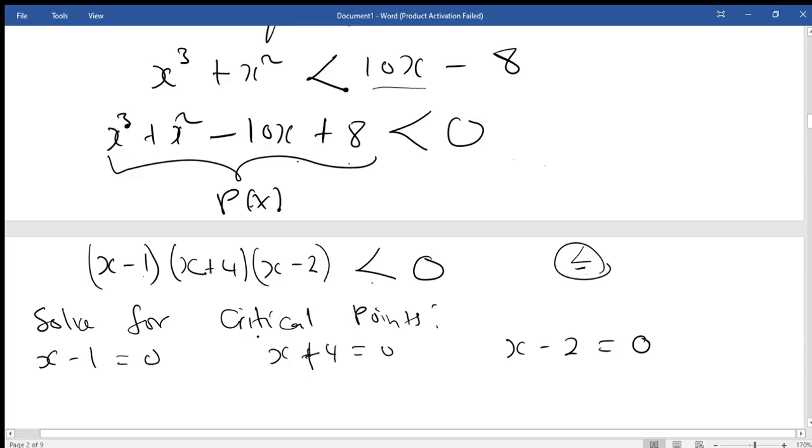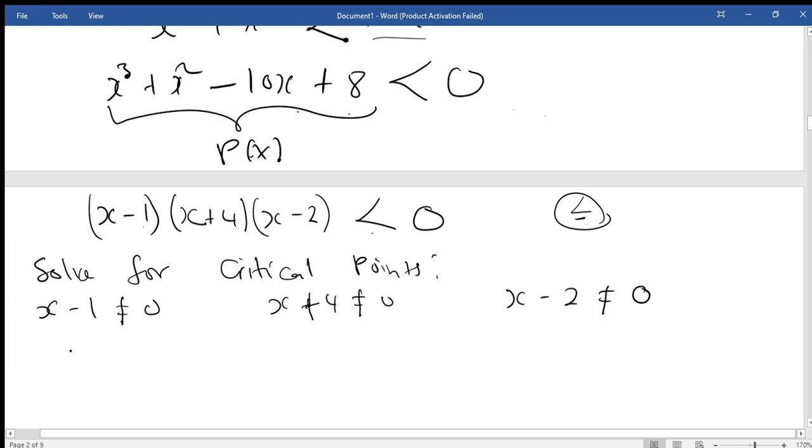So it means when you are solving for critical points, you even emphasize that x minus 1 should not be 0. x plus 4 should not be 0. And x minus 2 should not be 0. That's the concept we're going to use. So from there, what will be the critical points? It means x will not be 1. Here x will not be negative 4. And here x will not be positive 2. These are the critical points we're going to have.